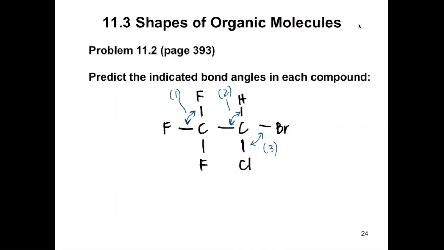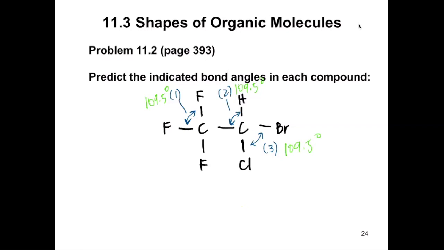Okay? So for this example, problem 11.2 on page 393, for carbon 1, of course, you have to identify the shape before you know the bonding angle. So for carbon number 1, what is its shape? 4 bonded atoms, no lone pair. So its shape is tetrahedral. So based on the table, the bonding angle of tetrahedral is 109.5 degrees. And then for number 2, what is the shape of the molecule? It is also tetrahedral because it has 4 bonded atoms. So tetrahedral is also 109.5 degrees. Then number 3, the same carbon is being looked at. So the bonding angle is also 109.5 degrees.